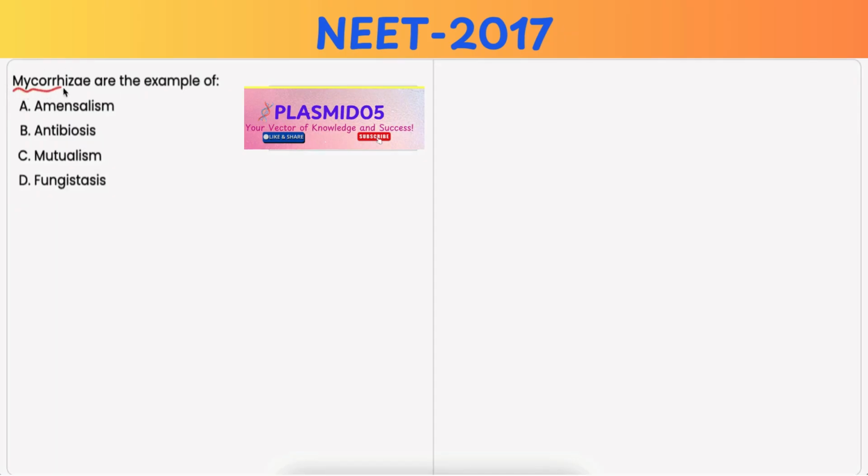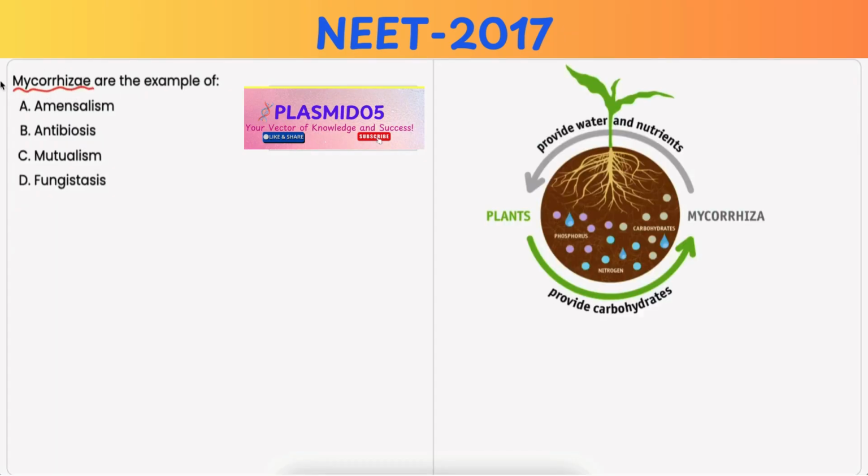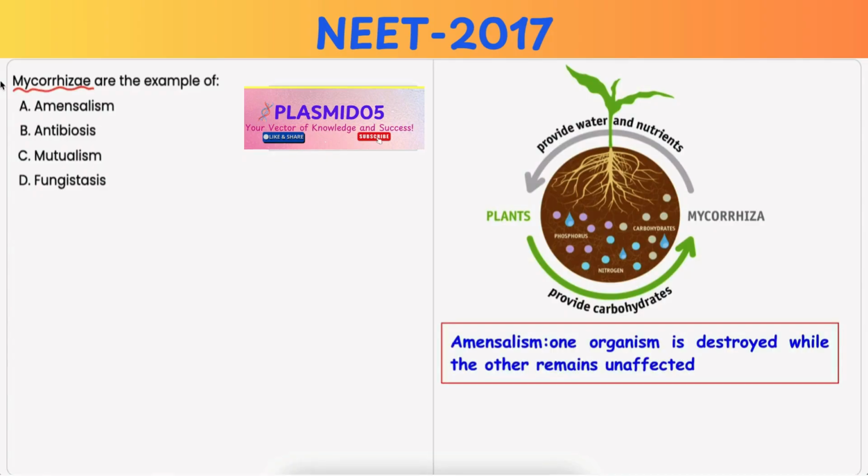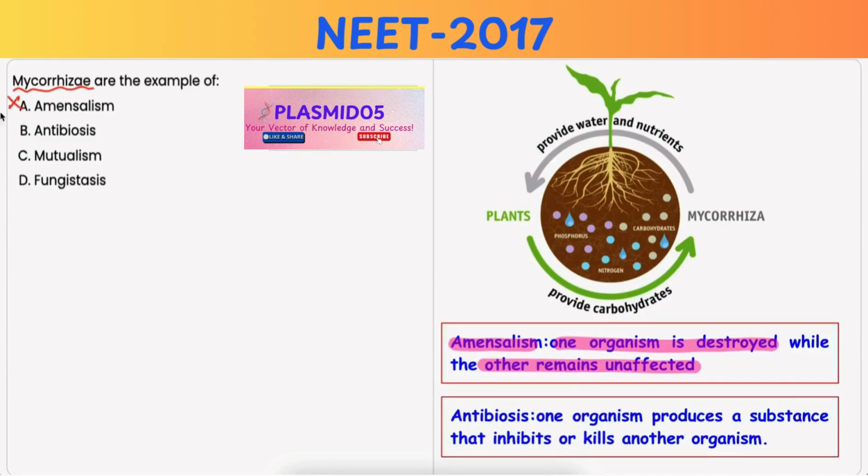Mycorrhiza are an example of: Option A, amensalism. Now, it is incorrect because it refers to a relationship where one organism is inhibited or destroyed while the other remains unaffected. But this is not the case for mycorrhiza. Option B, antibiosis. It is also incorrect because it refers to a relationship where one organism produces a substance that inhibits or kills another organism.